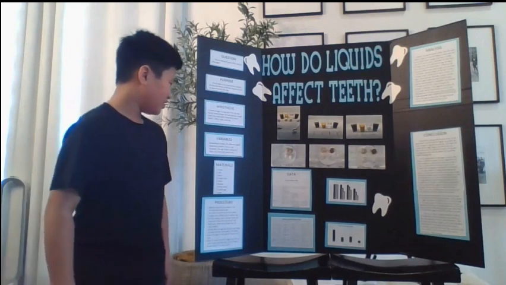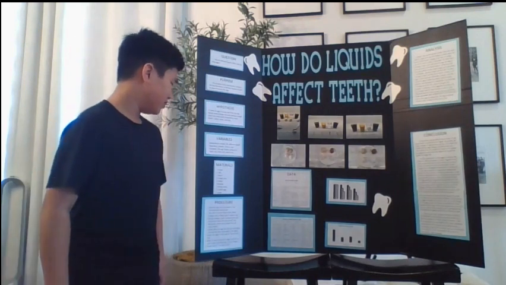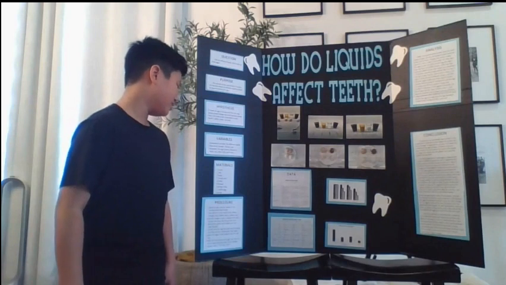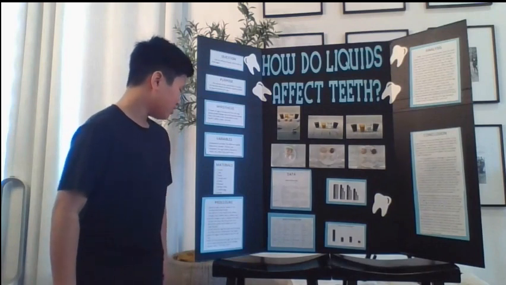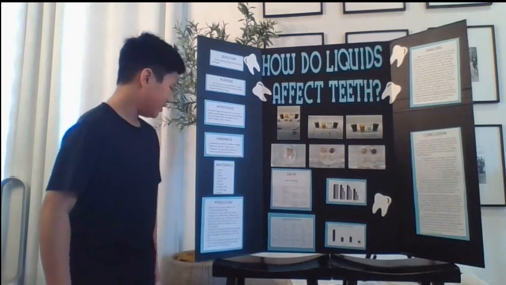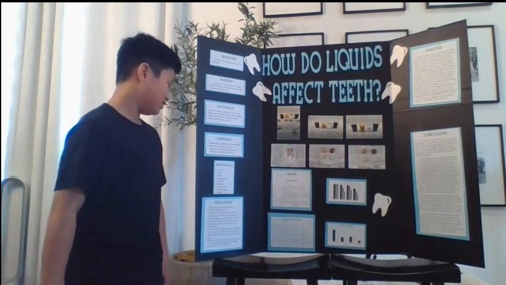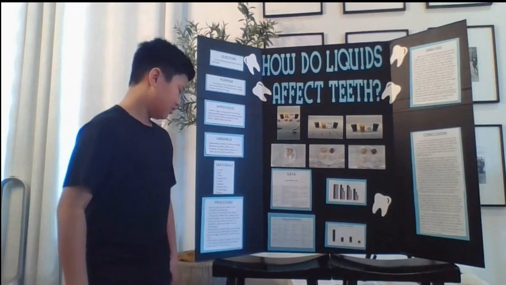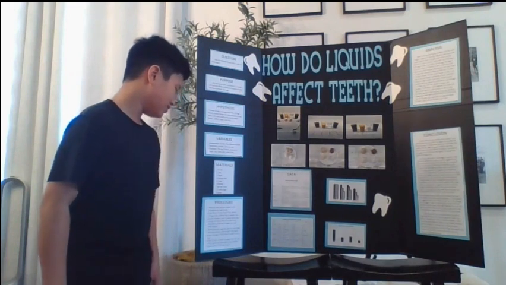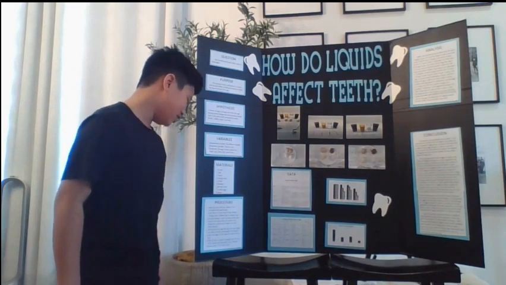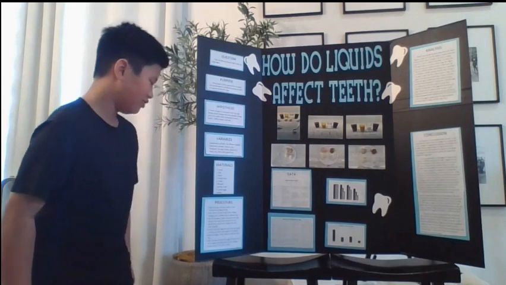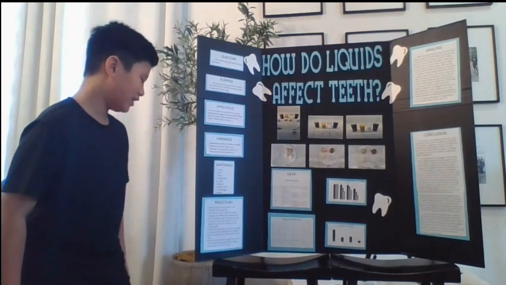My independent variable was the different liquids. My dependent variable was the texture and size. The constants I had were the egg or the teeth, amount of liquid, cup, same area, and the same time. Materials I used were 4 cups, cola, water, orange juice, coffee, a dropper, pH test strips, 4 white eggs, and a spoon.